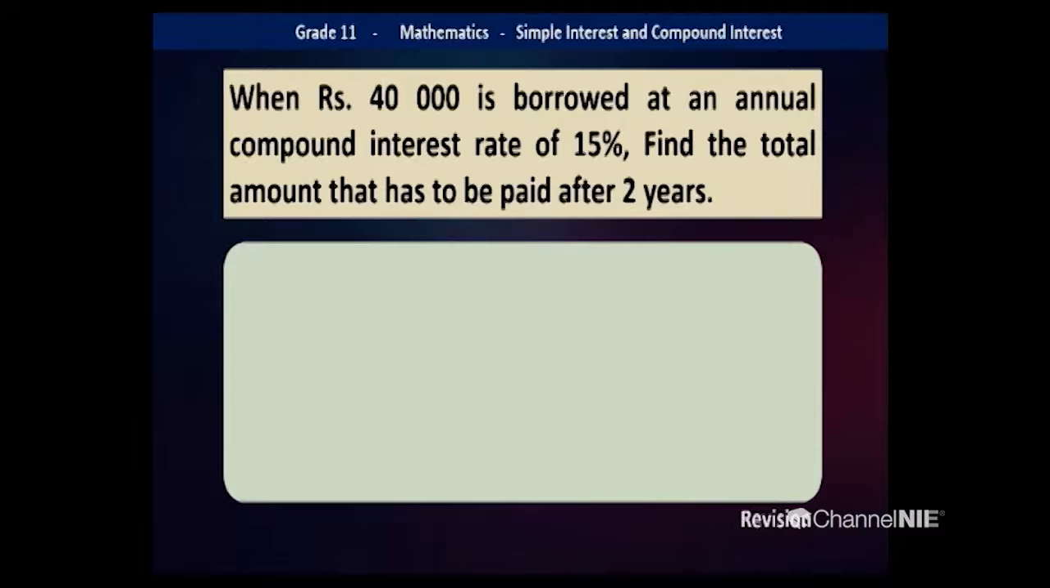Let us look at a simple example. When rupees 40,000 is borrowed at an annual compound interest rate of 15%. Now I want to tell you something. If they don't mention whether it is monthly or quarterly, usually take it as annual. Normally in questions, whether they mention it or not, the interest rate given is annual. Then find the total amount that has to be paid after 2 years.